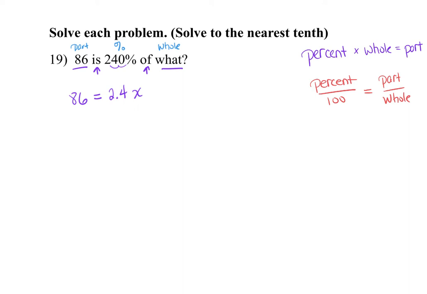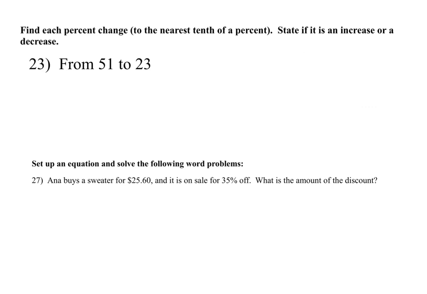And so once you have this, you're going to divide both sides by that 2.4, all right? And when you have 86 divided by 2.4, you should get 35.8. It says to the nearest tenth. So remember, to the nearest tenth means look one more decimal place. Look to two decimal places and decide if you round up or if you keep it the same. All right, and this would be your answer. For percent change and for the word problems are really just percent changes as well.